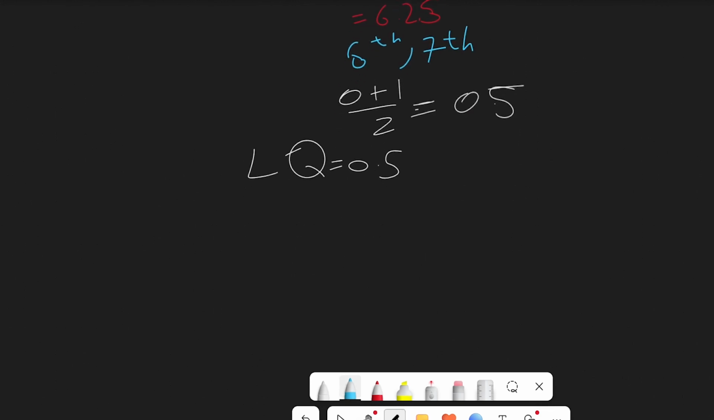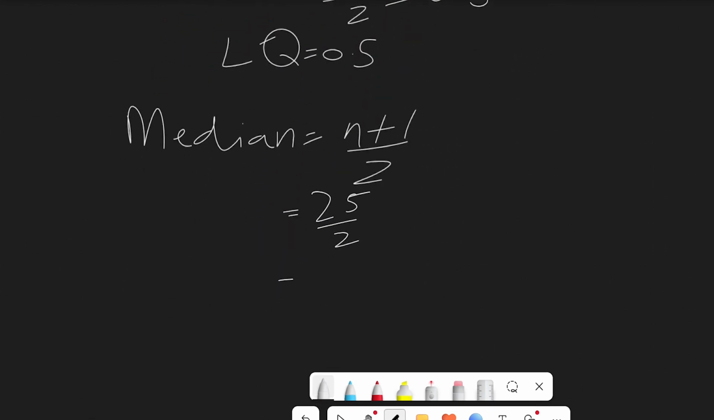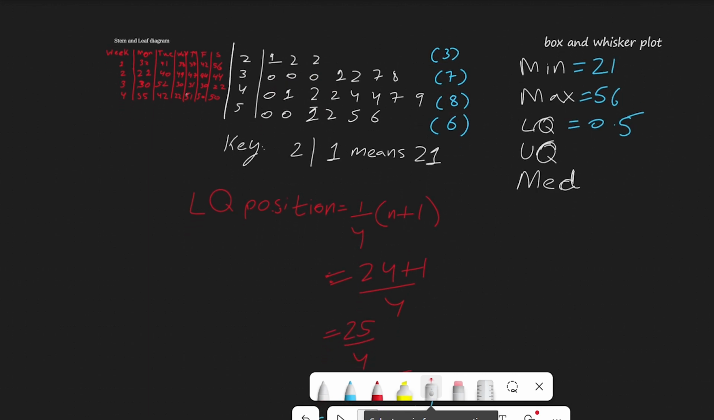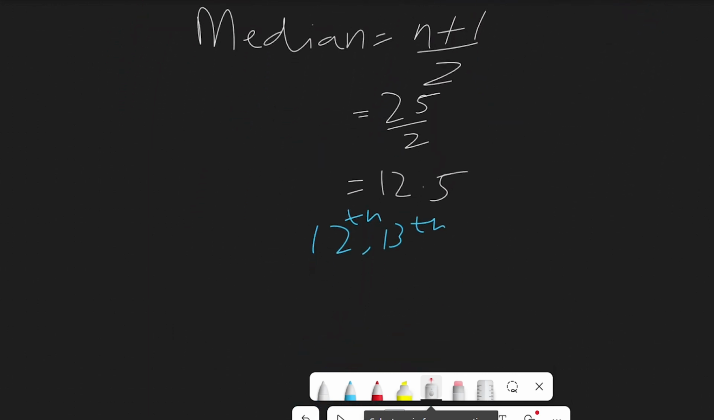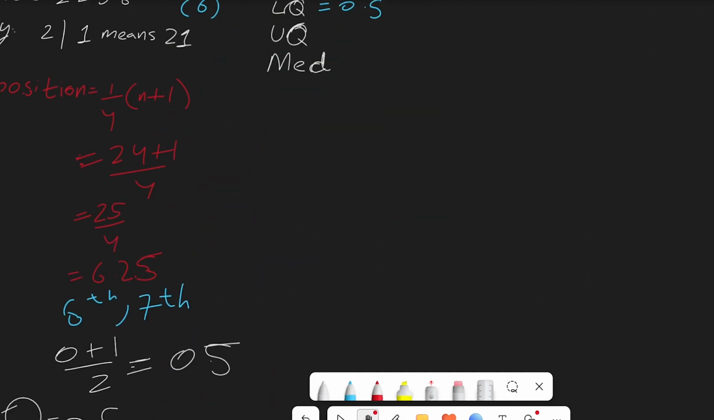Then we need to find the upper quartile, or first of all we can find the median. Okay, so median is basically n plus 1 over 2. We have n as 24. It would be 25 over 2. That means 12.5, which means that we have to find the median in the 12th and 13th value, the average of the two. Okay, so where do we have the 12th and 13th value? There are 10 in these two. Then we have 11, 12 and 13. Okay, so these are our 12th and 13th value. 1 plus 2 over 2 would be our median, which is 1.5. So our median is 1.5. Okay, let's write it over here.